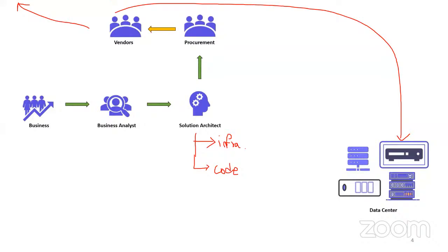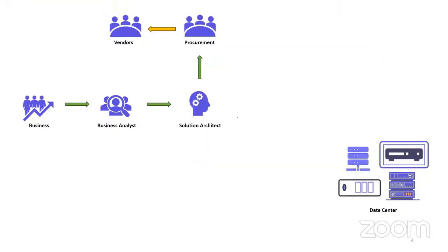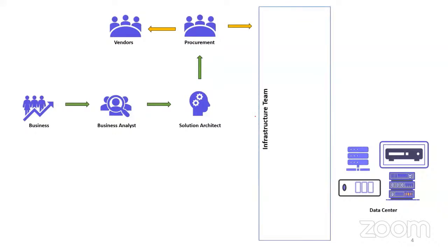Once the infrastructure is available at the data center, that's where the infrastructure team will come into the picture. Now, the very first team is the field engineers. Whatever hardware you have purchased, you have to set into a rack and stack mechanism. That is the reason the field engineers will take care of the rack and stack.